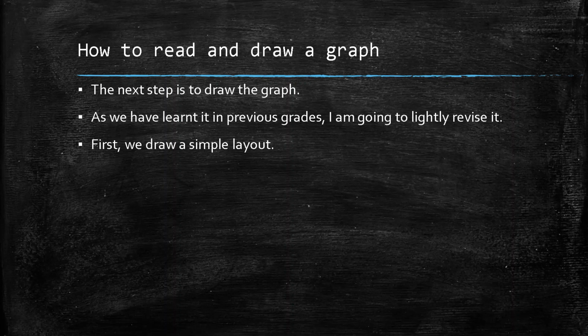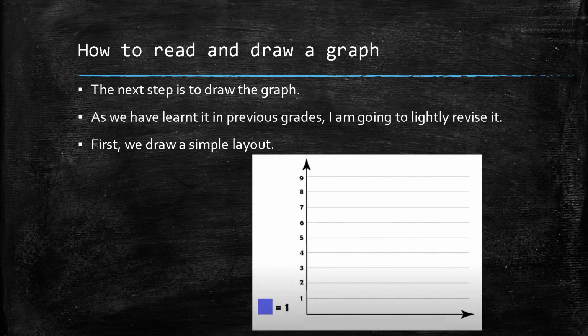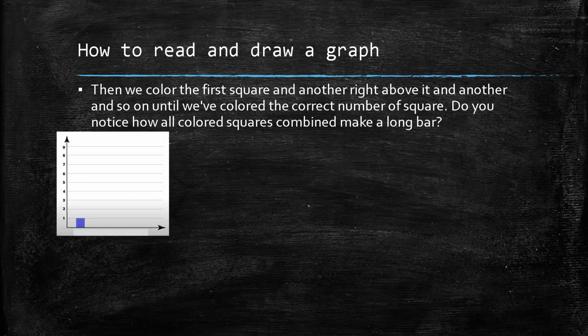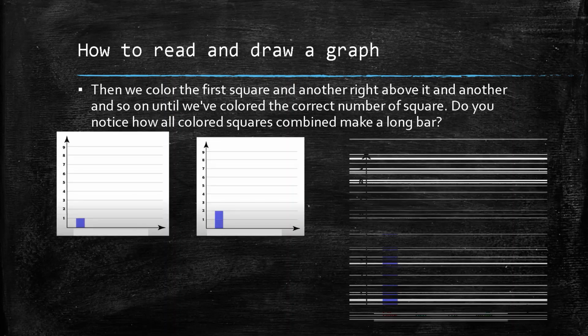Now we have to draw a graph. We have learned how to draw a graph in previous grades, so I'm going to revise it lightly. Firstly, we have to draw a layout, like the one given. Next, we have to color the first square and another one above it, like in the pictures given. Do you see how the squares quickly turn into a long bar?